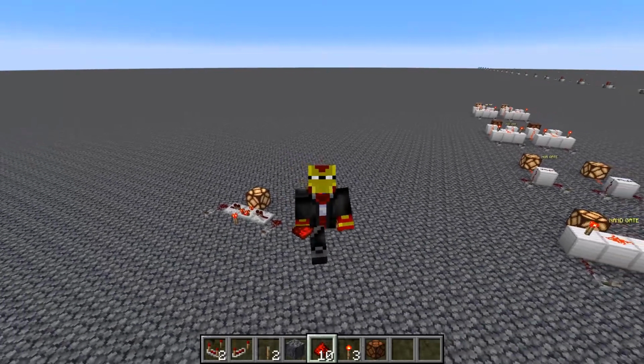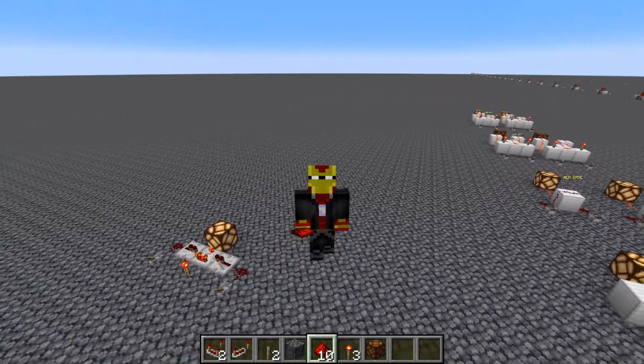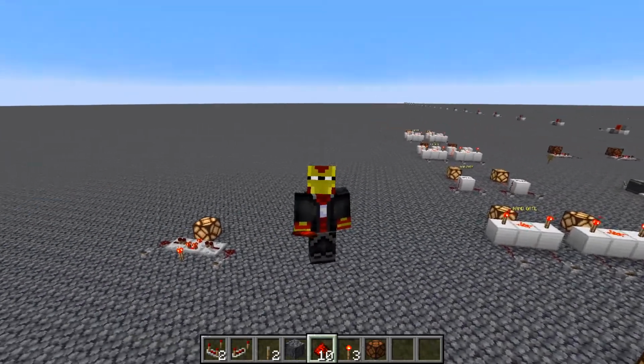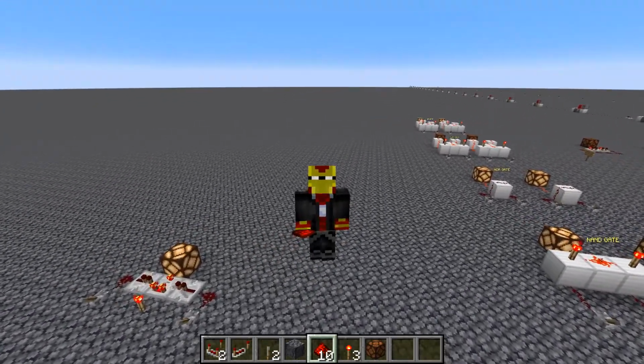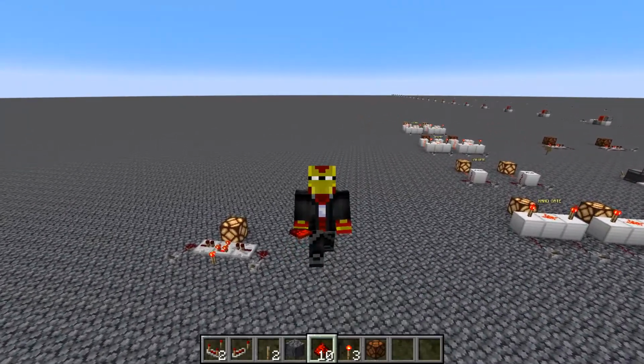I'm in Minecraft 1.18.2 and I'm on the Java edition, but this should also help if you're on Bedrock edition as well. On occasion, I do quite like to do these Redstone videos just to teach you guys some new tricks when it comes to Redstone.